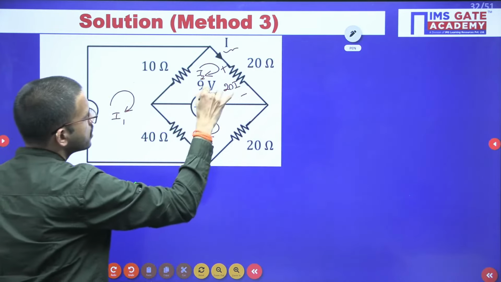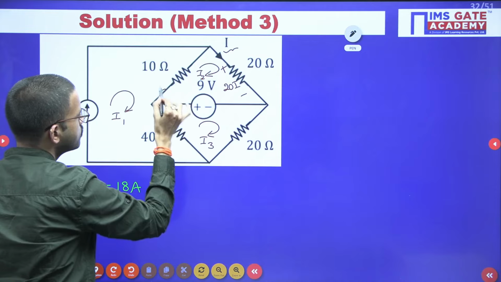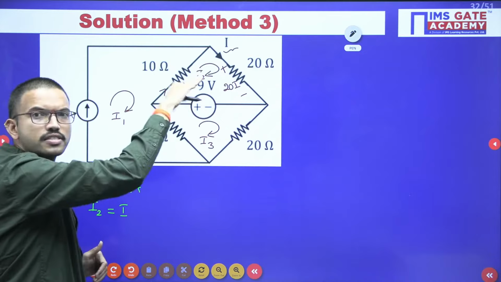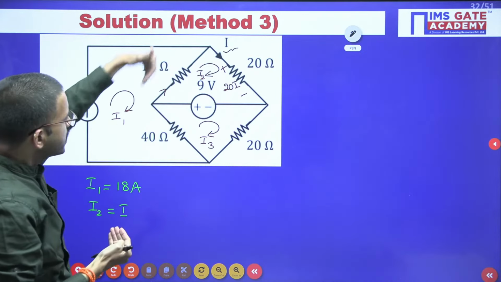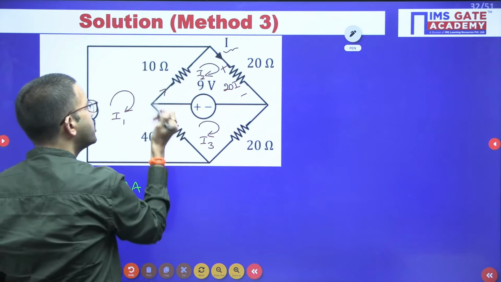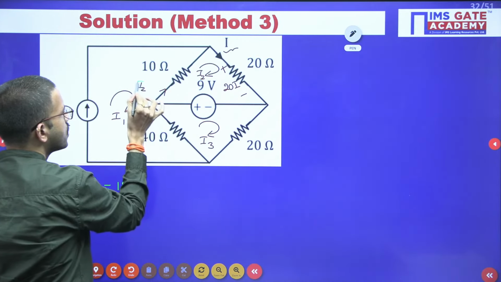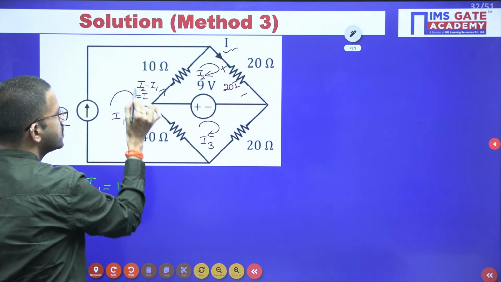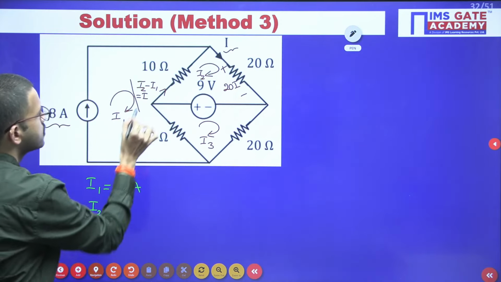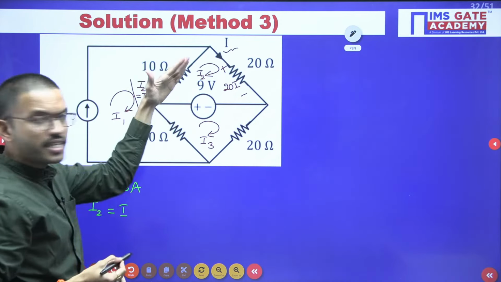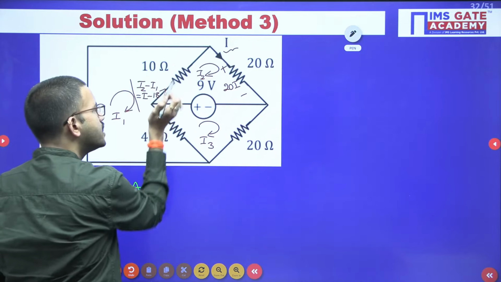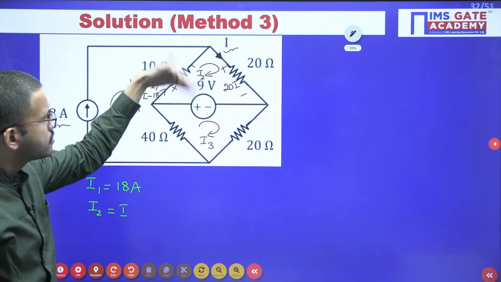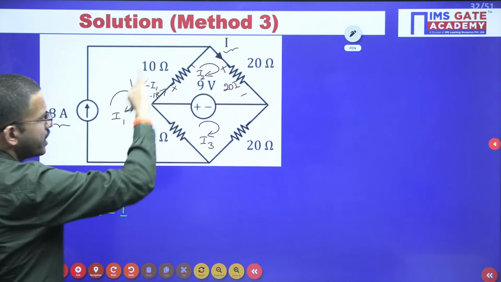Okay. Now, can you tell in this particular branch how much current is flowing? When you write the mesh current, okay. So I2 current is flowing like this. Whereas I1 current is flowing like this. So that means in this direction, I2 minus I1 is flowing. Where I2 is nothing but I. And I1 is nothing but 18. I minus 18 current is flowing like this. Now, whenever current is flowing like this in the resistor, positive terminal here, negative terminal here. Now you can apply KVL around this particular loop. Okay, you can apply KVL around this loop.